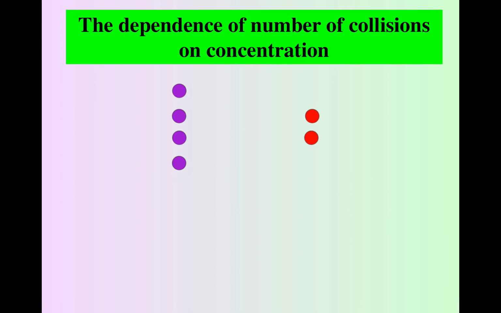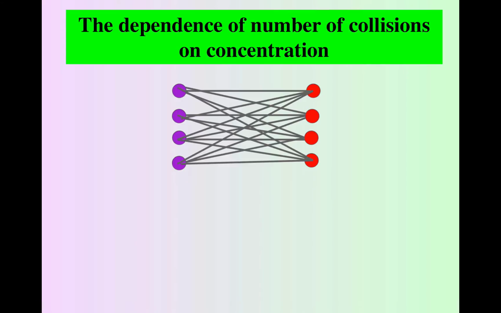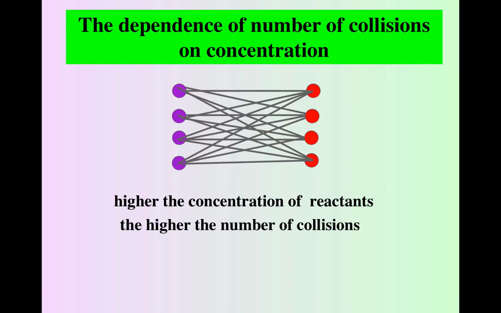So I have 4 blue ones and 2 red ones. What do I have? I have 1, 2, 3, 4, 5, 6, 7, 8 opportunities for collision. If I double the concentration of the red ones, I now have 16 opportunities for collision. So I double the rate of reaction. So the higher the concentration of the reactants, the higher the number of collisions, the faster the rate of reaction. So it's that easy.